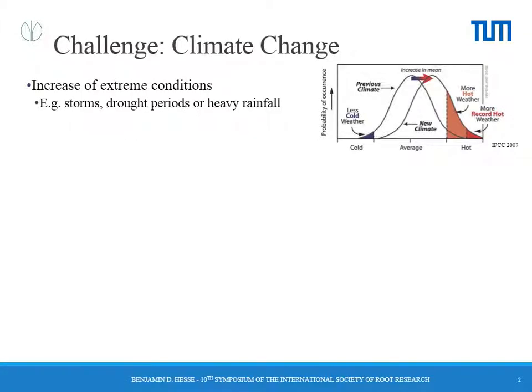It's climate change. We know that there will generally be probably an increase in the mean of the temperature, so it will get warmer all over the planet. But there also will be an increase of extreme conditions such as storms, drought periods, or for example heavy rainfall.